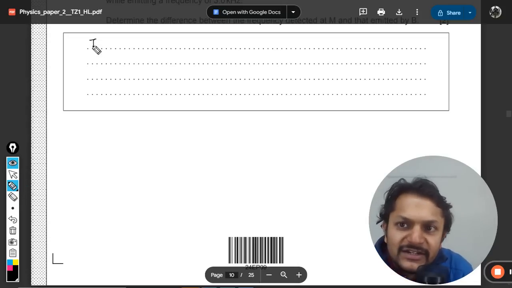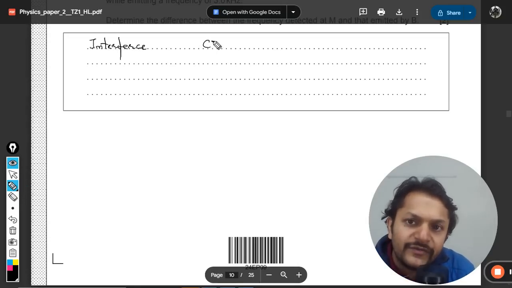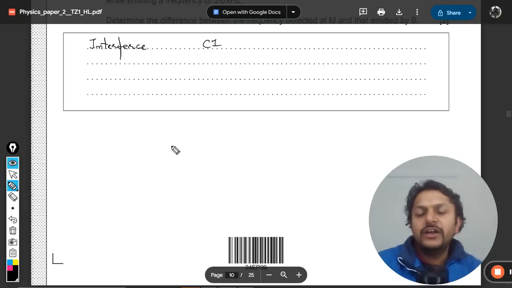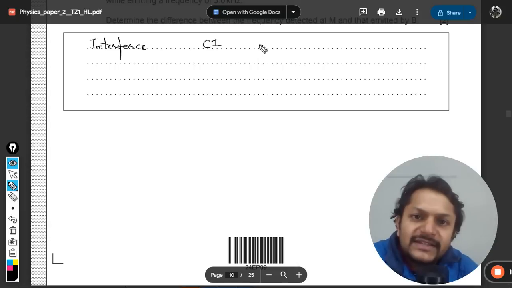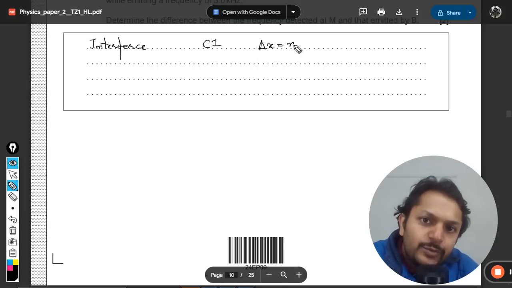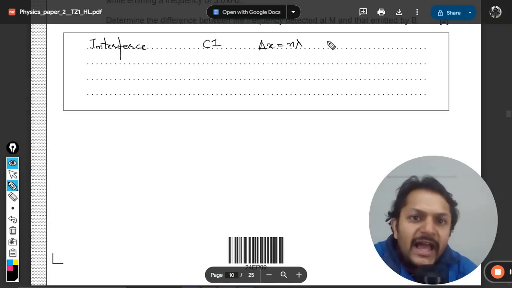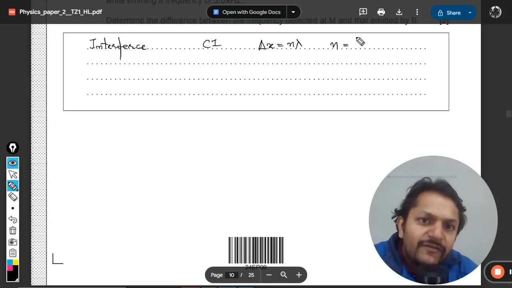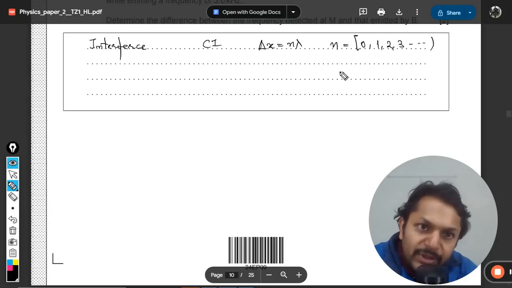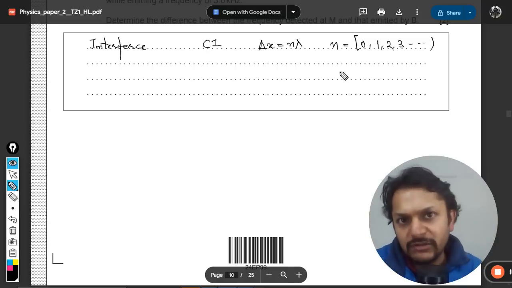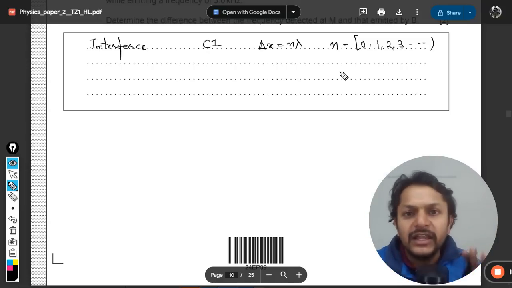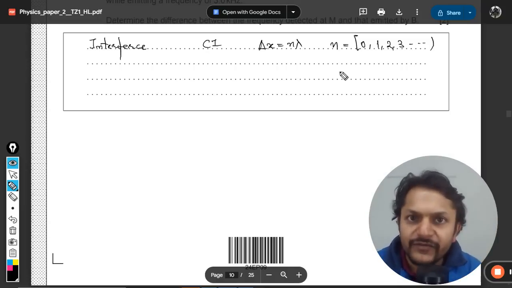As far as interference is concerned, two kinds of interference are there: constructive and destructive. In constructive interference, the path difference should be equal to n lambda, and n can have a value of 0, 1, 2, 3. Simple. These are all natural numbers. All natural numbers are allowed when you talk about constructive interference.